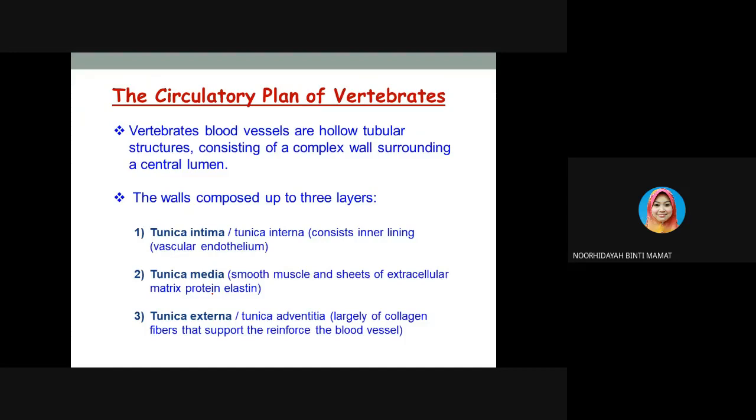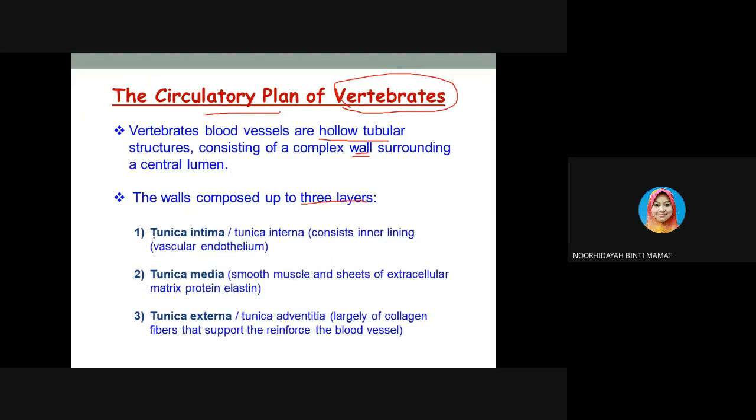So, the circulatory plan of vertebrates. Vertebrate blood vessels are hollow tubular structures consisting of a complex wall surrounding a central lumen. Now we are talking about this circulatory plan of vertebrates. The blood vessels are hollow tubular structures consisting of complex walls surrounding a central lumen. The wall is composed of up to 3 layers, which are included in the vertebrate circulatory plan.